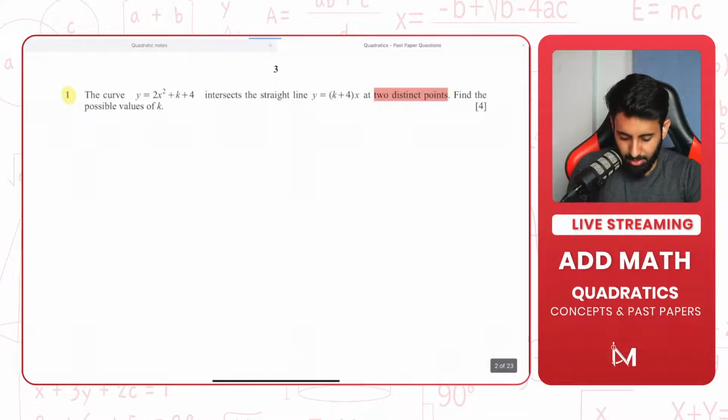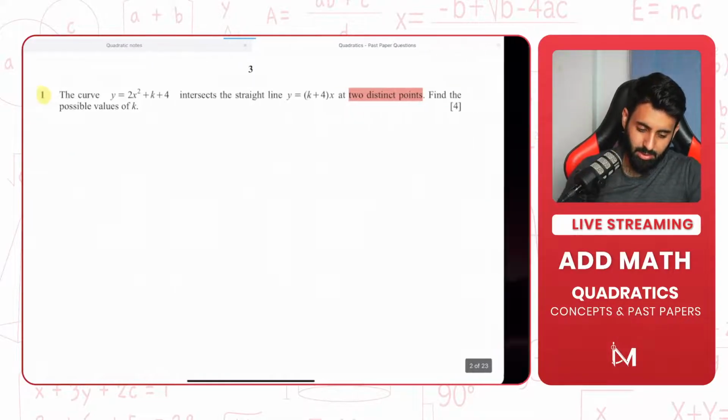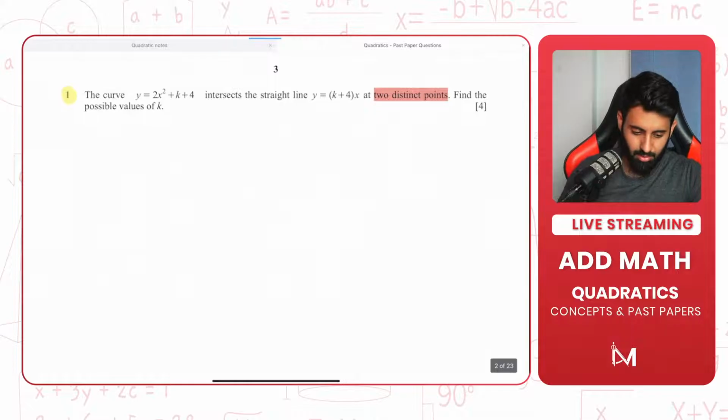Greater than 0. Yep, that is correct. It is going to be greater than 0. Why? Because it says 2 distinct points. That means greater than 0. Okay. Now, what you do over here is simple. The first thing you do is, let's say you wanted to find out the point of intersection.